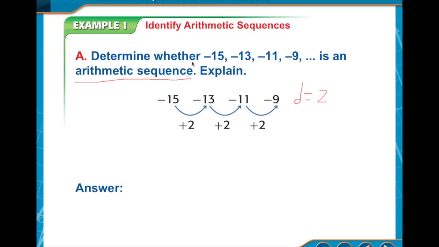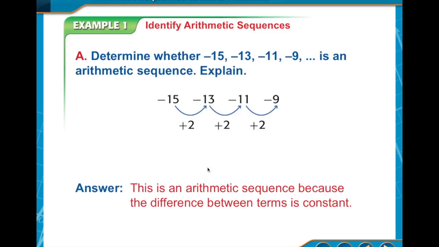So to answer the question, is it an arithmetic sequence? Absolutely it is, because there is a common difference. So the answer here is yes. And the explanation, because the difference between the terms is constant, so it has a common difference. And we said that that common difference is 2. So yes on this one, and it's because the change is constant. Our common difference is 2.